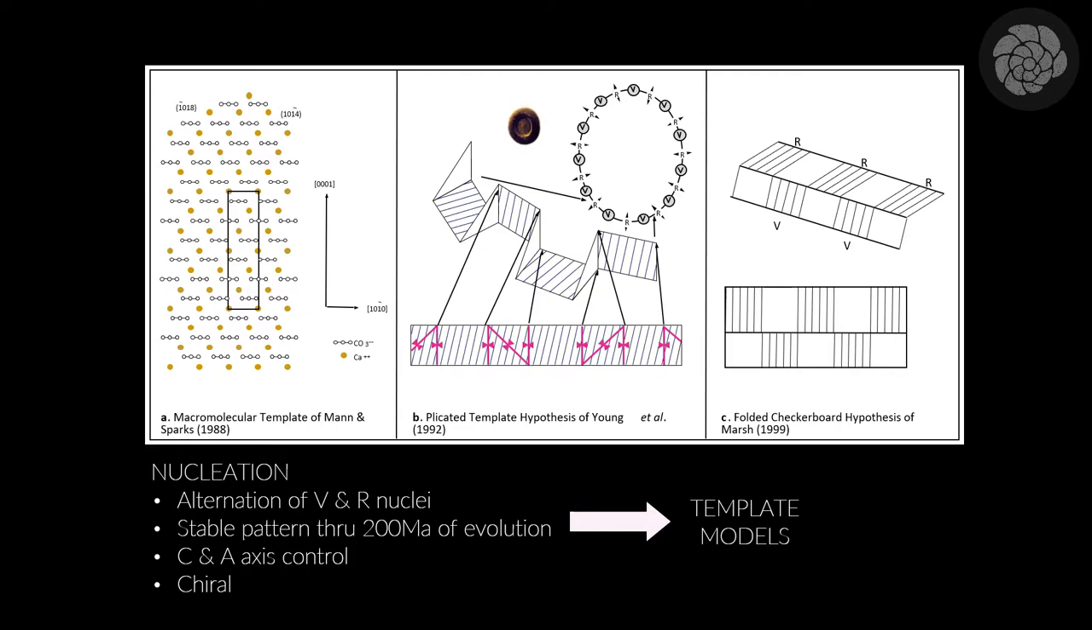Extending that a bit further, we suggested back in the 92 paper that maybe there was some kind of folded template which could produce alternating vertical and radial rays. And Mary Marsh subsequently proposed a slightly simpler, but in some ways less elegant, way of folding them in order to get the same kind of effect.